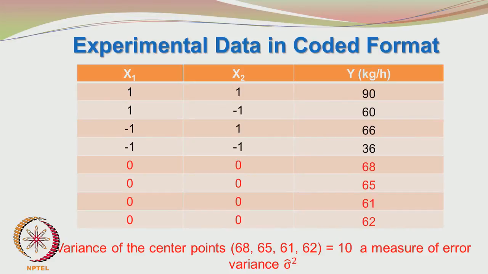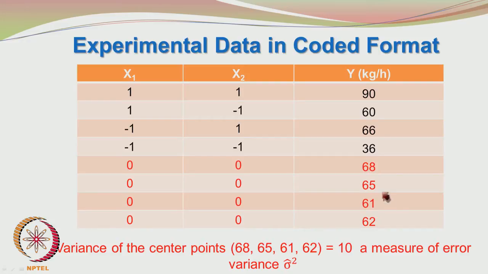So, you have the experimental data in coded format. They are given here: x1, x2 and y in kg per hour, and x1 and x2 do not have any units because they are coded variables, and they are representing a 2 power 2 design as shown here: 1 1, 1 minus 1, minus 1 1, minus 1 minus 1 settings, and the responses are given here. And you also have the center points, repeats are carried out at the center points, and these are the responses obtained from the 4 repeats.